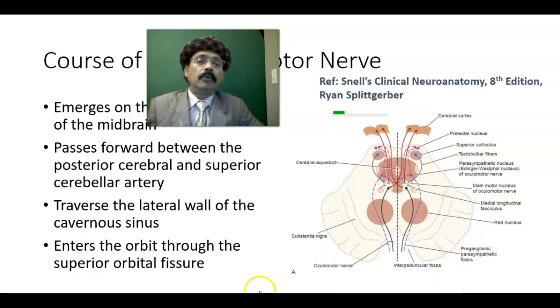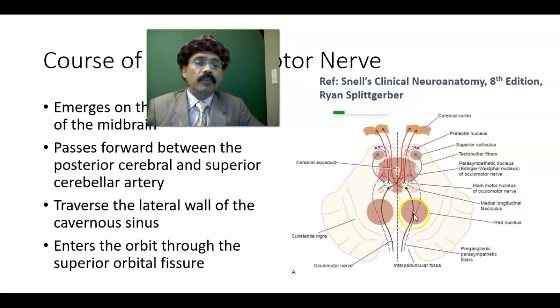We also have in the midbrain the parasympathetic nucleus called the Edinger-Westphal nucleus, associated with the parasympathetic function of the oculomotor nerve. By means of the short ciliary nerves from the ciliary ganglion, it innervates the ciliary muscles and the sphincter pupillae muscle. That is the location of the Edinger-Westphal nucleus, which is also connected to the pretectal nucleus.